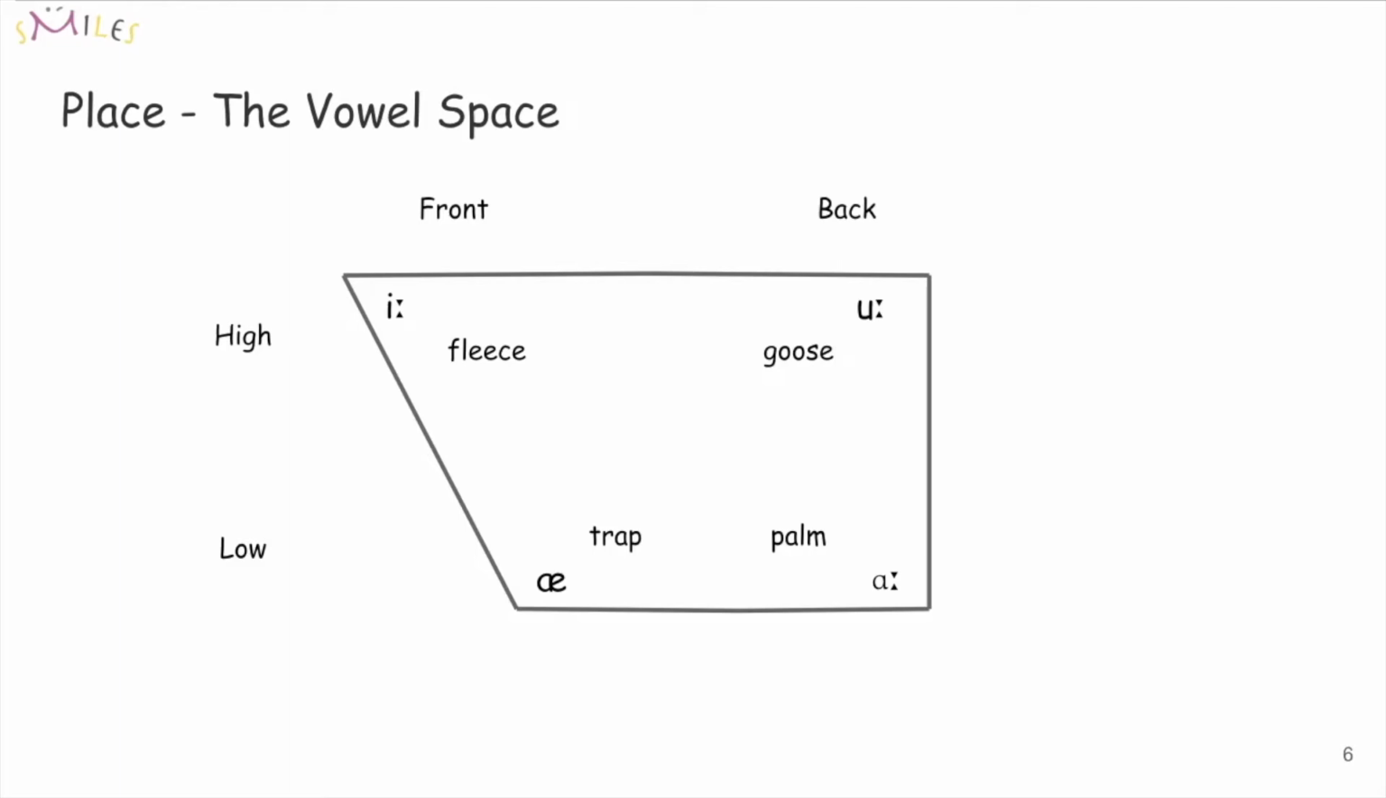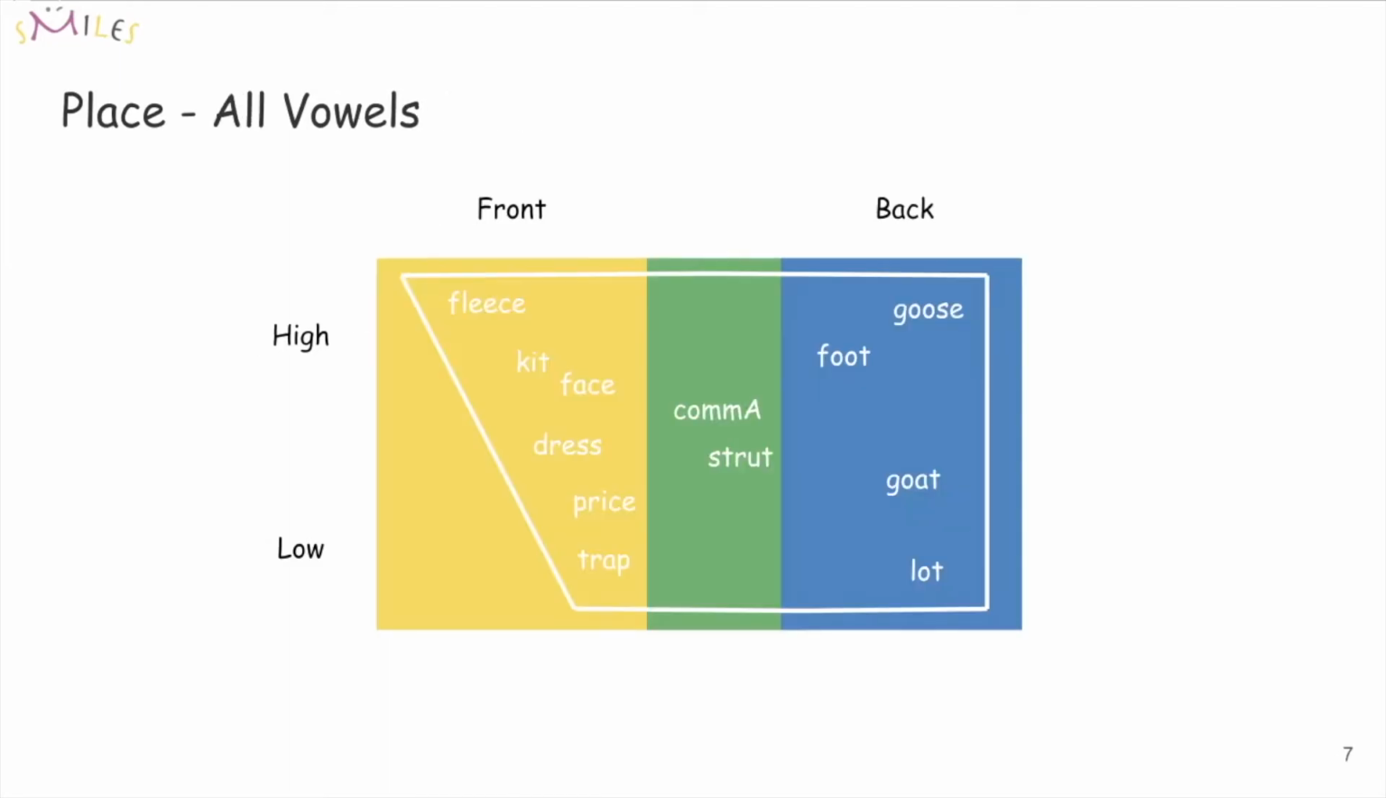All vowels fall within this space created by these 4 main corner vowels: E in fleece, oo in goose, ah in trap, and ah in palm. If we apply the color code introduced previously for the consonants, then yellow is for the front of the mouth, green for the middle, and blue is for the back.